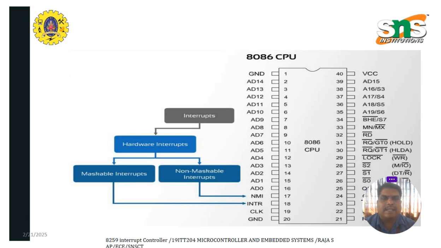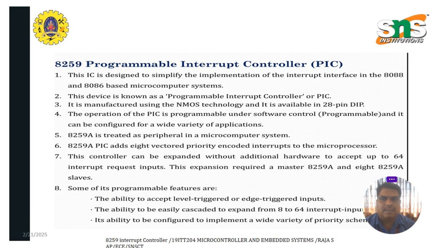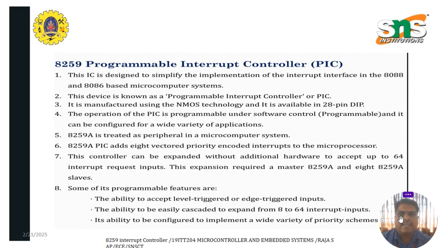So this is the general interfacing of how the 8259 is interfaced with the 8086 CPU. Generally NMI and INTR are the hardware interrupt pins that are mainly useful for any interrupt in a microprocessor. The 8259, otherwise called the Programmable Interrupt Controller, is designed to simplify the implementation of the interrupt interface in 8086 or 8088 based microprocessor systems. This device is known as a Programmable Interrupt Controller or PIC.